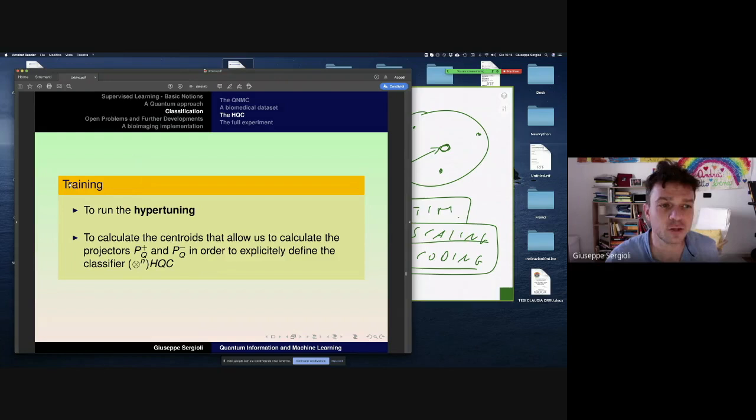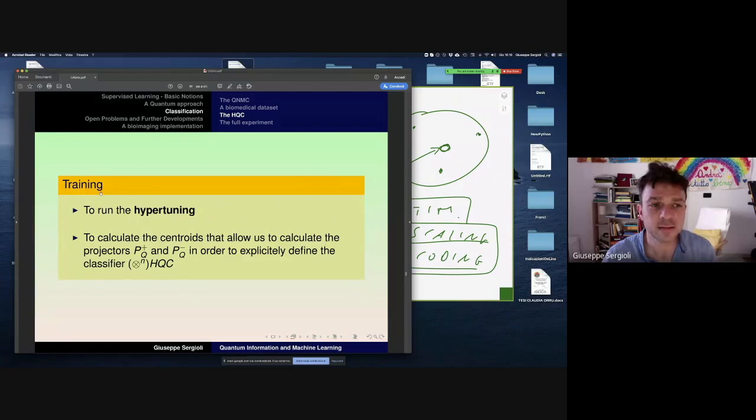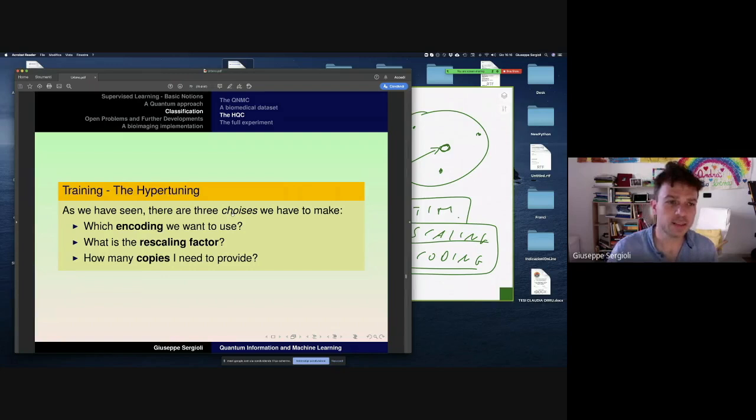The training is given by two important stages: the hypertuning that I will describe now, and the centroid. Because as we said at the beginning, when we extract the training set, the first thing we use it for is to calculate the centroid, because without the centroid, we cannot define P plus and P minus. So the centroid is crucial in order to define P plus and P minus. Okay, but I introduced this hypertuning as a part of the training. What is this hypertuning, and what is it dealing with?